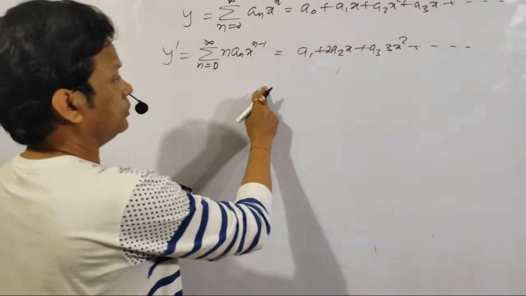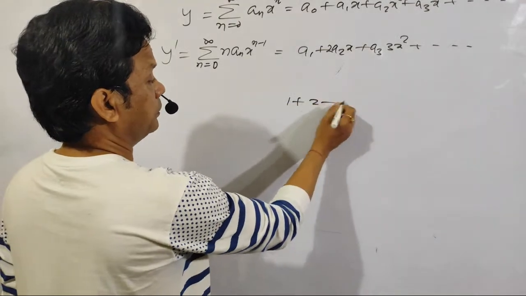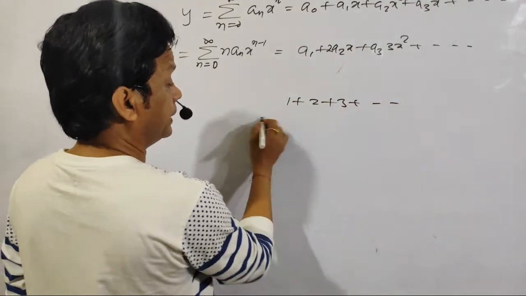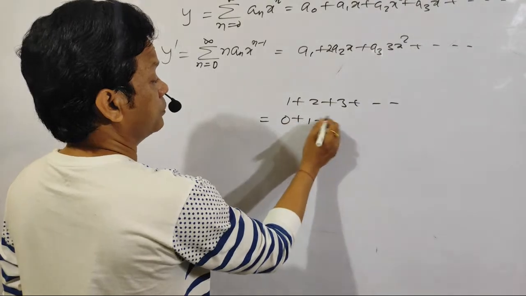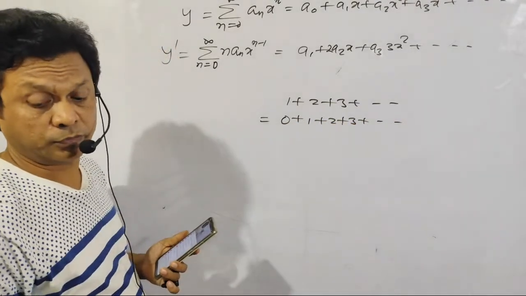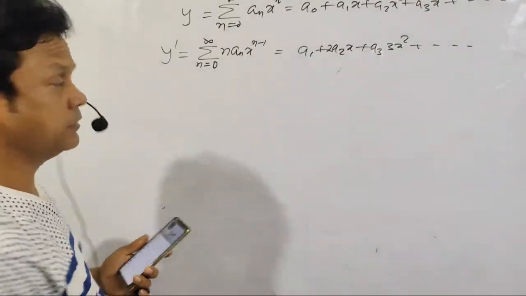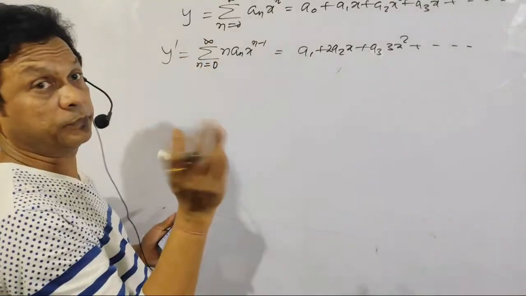Because 0 plus something, it will be the same thing. That means I can write 1 plus 2 plus 3 plus 4 something as 0 plus 1 plus 2 plus 3 plus so on. I can write like this also. So for this particular series, I can write from n is equal to 0 to infinity.